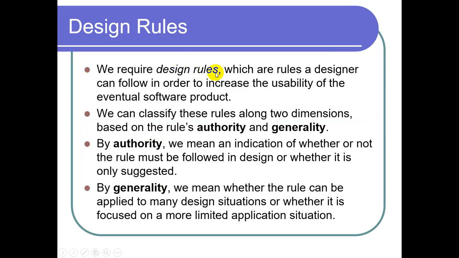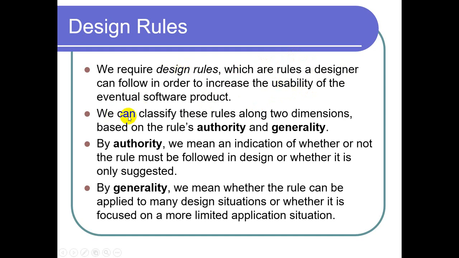We require design rules, which are rules a designer can follow in order to increase the usability of the eventual software product. That means if a designer is going to design a software, then there must be some design rules. When he follows these rules, he can design a software that has the maximum usability. That is, it performs all the actions required by the user. It does every activity that is required by the user, and the user enjoys using this software. So this is the concept of usability, and a designer can design a usable software with the help of the design rules.